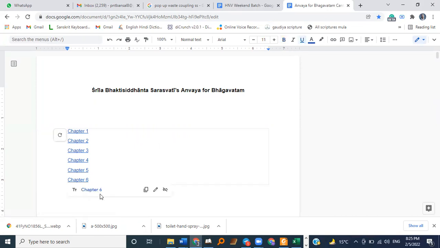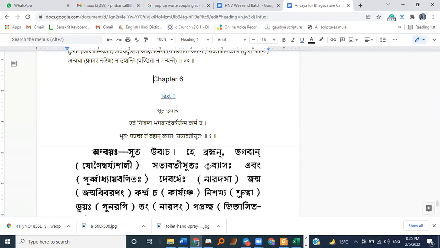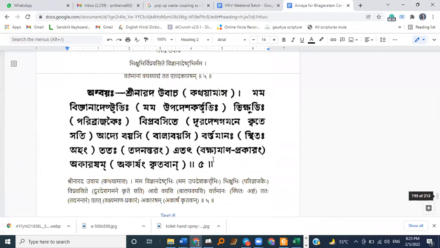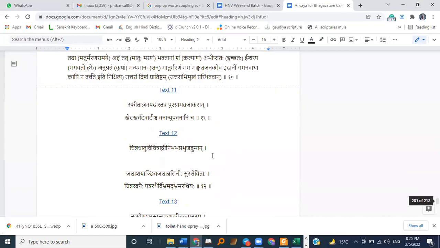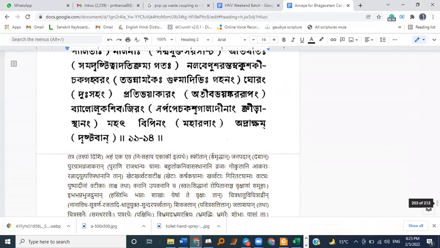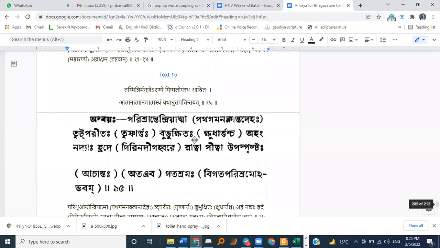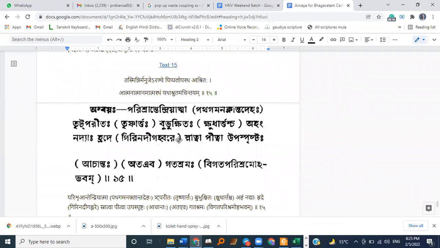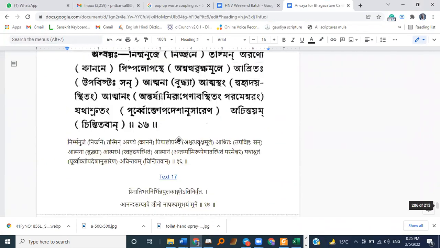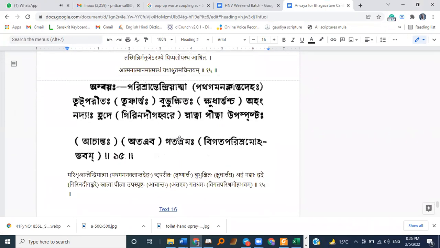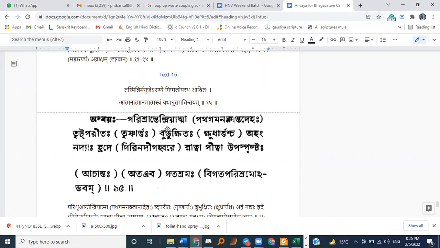So, Shrimad Bhagavatam, Canto 1, Chapter 6, text, I believe. We did these three verses, I remember. Okay, 15th. Yeah, so it's 15th. So, Srimad Bhagavatam, Canto 1, Chapter 6, text 15.